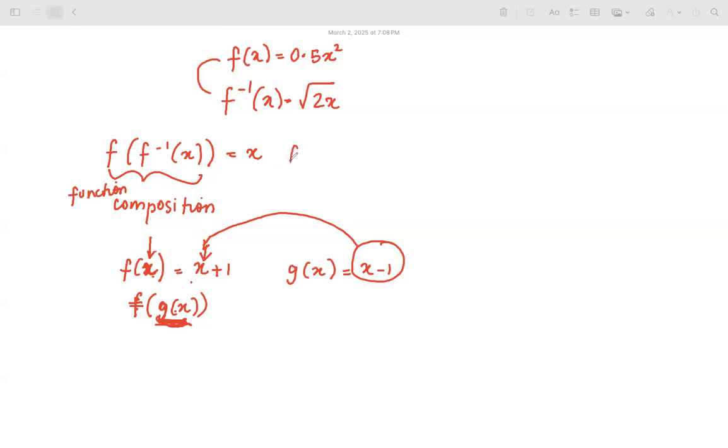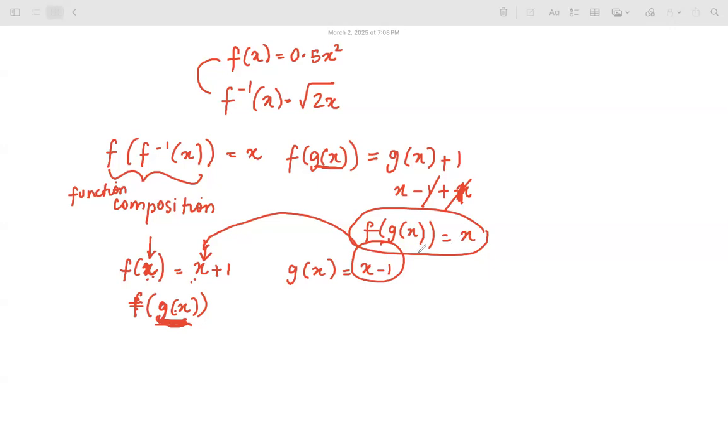So f of g of x means the input has become g of x, so wherever you see the x, you plug in g of x. G of x was x minus 1, so that is g of x plus 1, which is x minus 1 plus 1. So minus 1 and plus 1 go off, and f of g of x equals x. Any questions, guys? This is called function composition.